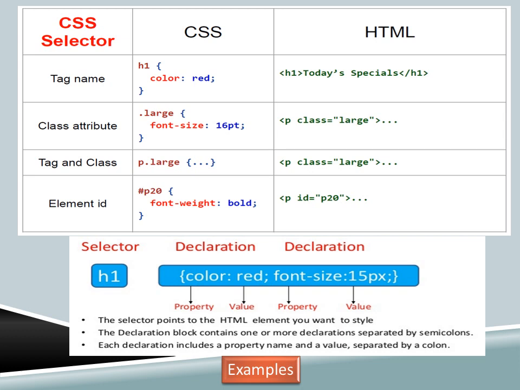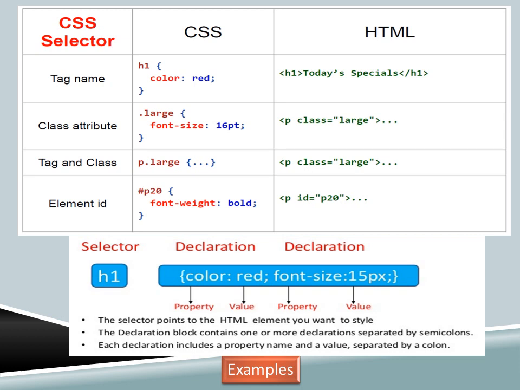In case of an element id, if you are giving id equal to something and you are not using class equal to some value, then when you are using id, you will write a hash and then your id name, and the properties can be set in the same way.